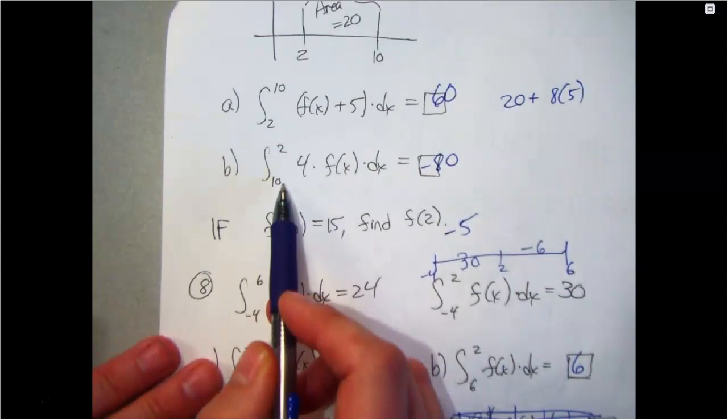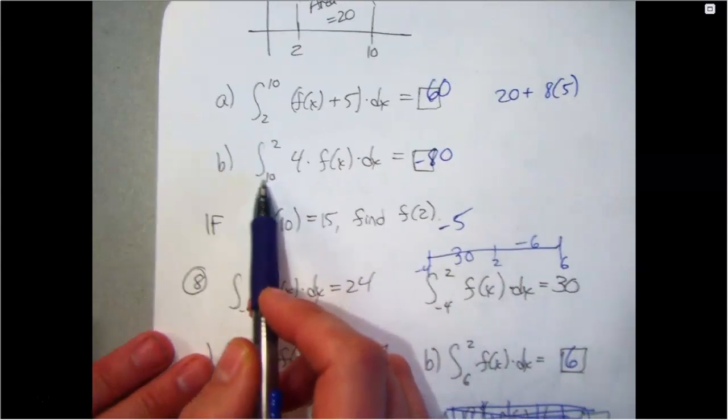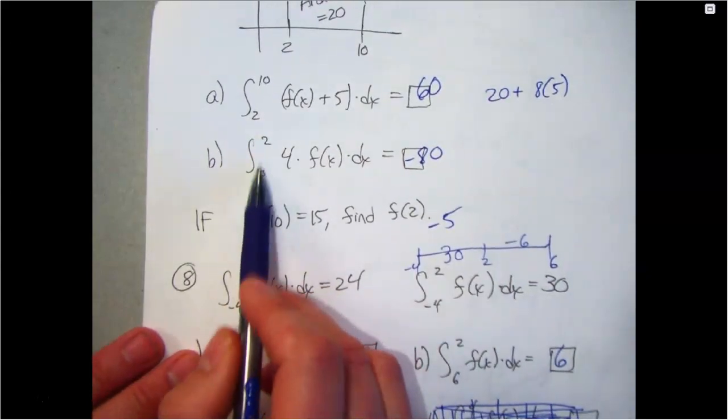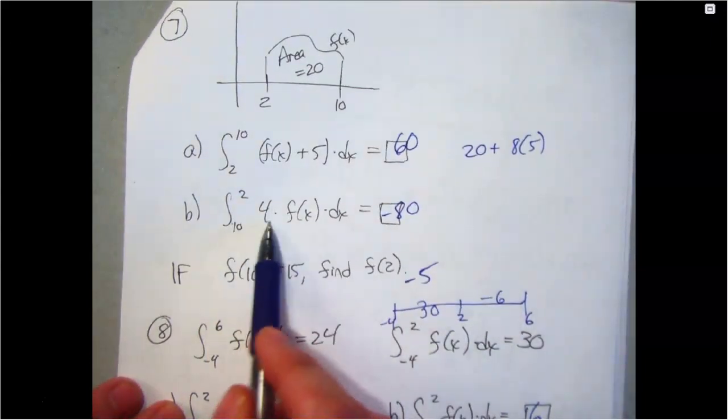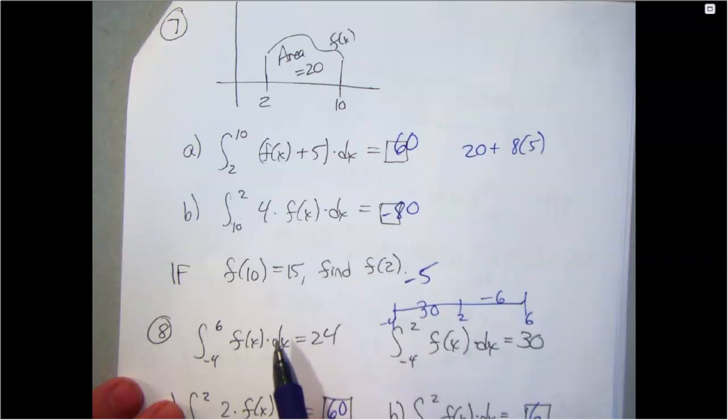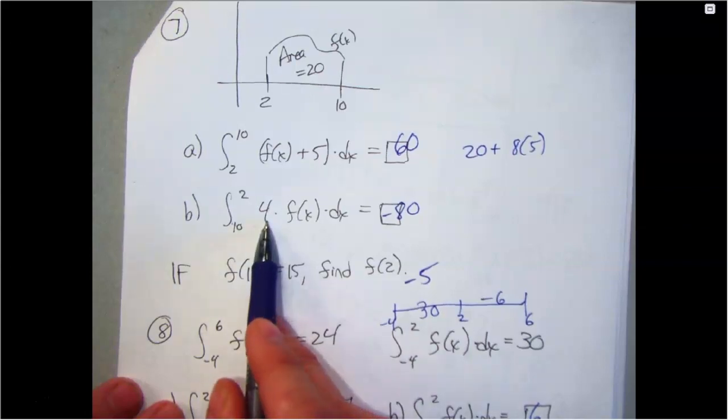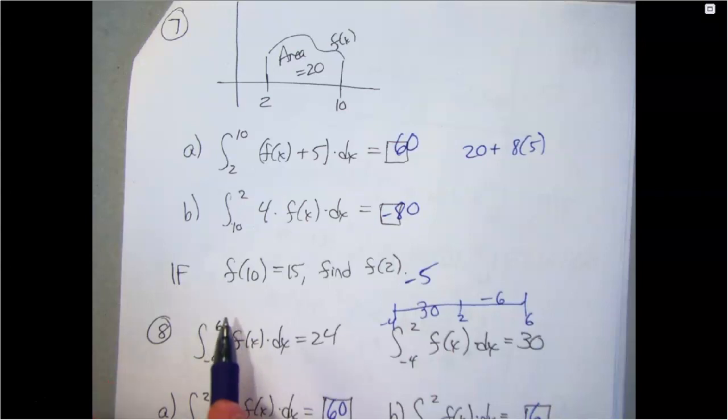Kenzie, what's up? 7 part B. B, you said? So I flipped these. So that makes it negative 20. And then I just multiplied it out. If it's a constant multiple, no. If you're adding a constant, yes. You're right.